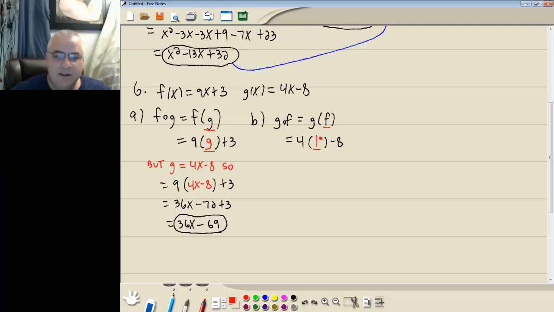But f is equal to 9x plus 3. So that actually becomes 4 times 9x plus 3 minus 8. 4 times 9 gives us 36x. 4 times 3 is 12 minus 8, which gives us 36x plus 4. 12 minus 8 gives us 4.